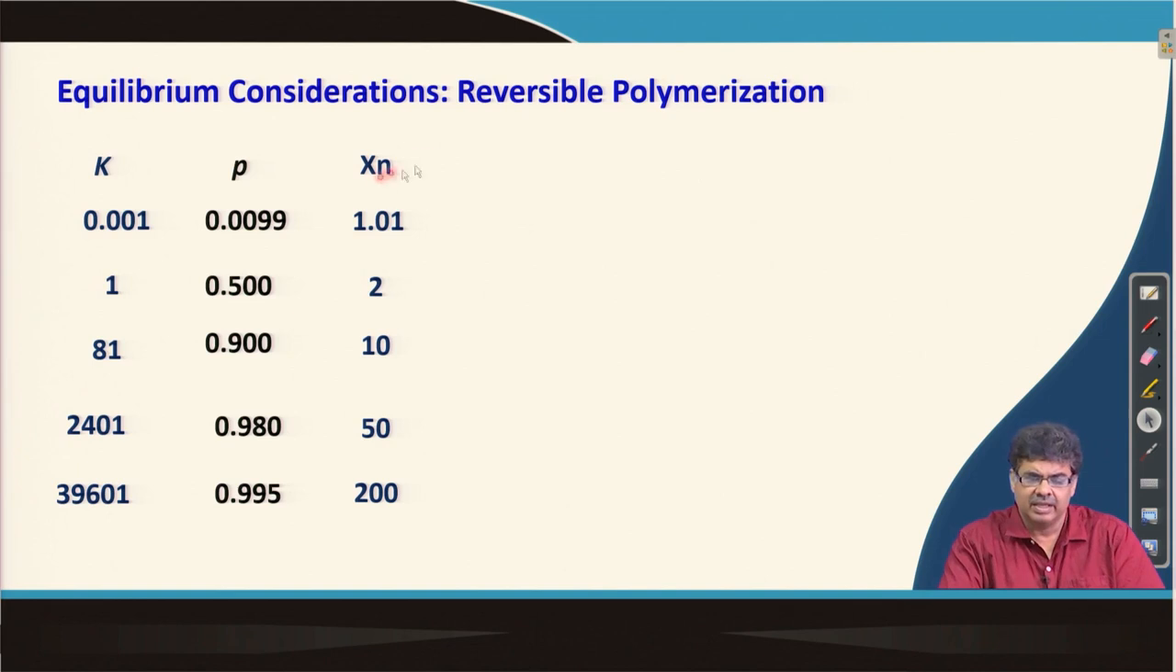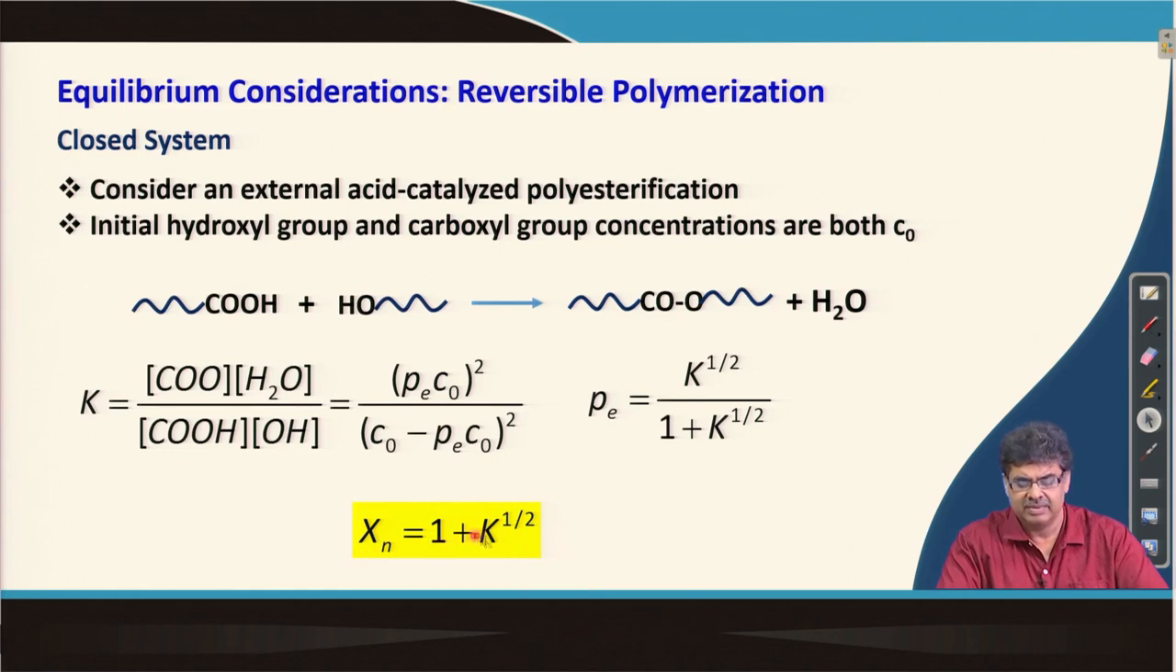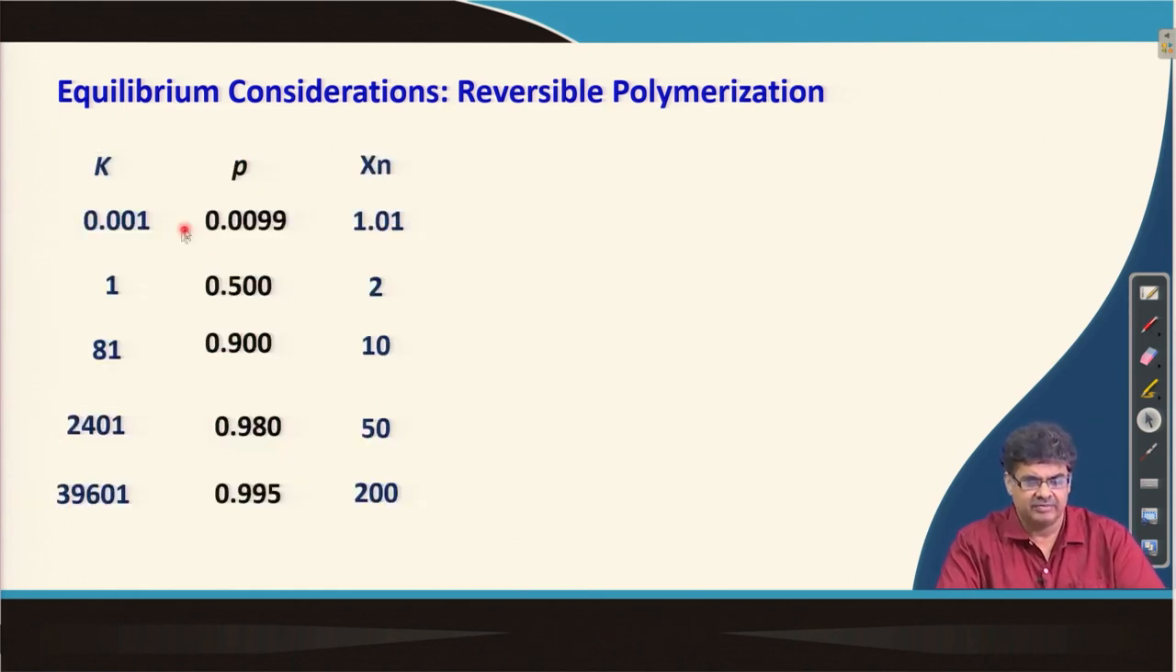Now, if we consider this expression, Xn is equal to 1 plus K to the power half, and if we plug in those numbers in the expression, we get these numbers: if K is very low, we almost get no polymerization. In case K is 1, the degree of polymerization is only 2, only half of the functional groups have reacted at equilibrium, and as we increase the value of the equilibrium constant, we get higher conversion and higher degree of polymerization.